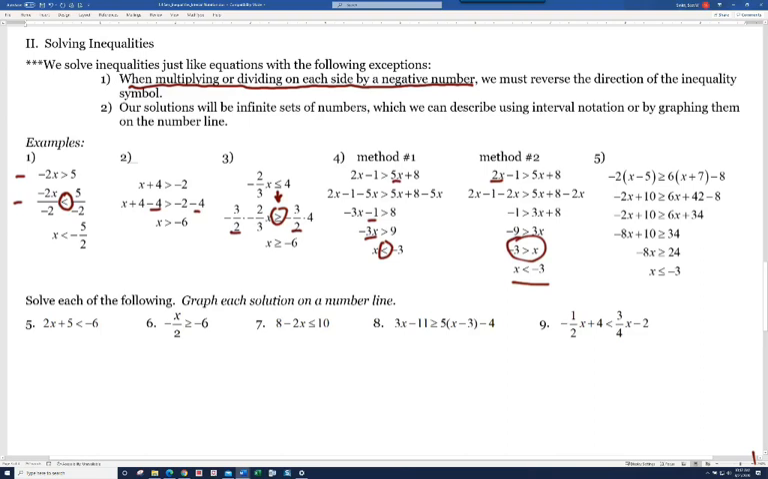Now you might want to do copy down number 5 and maybe see if you can do that one all the way through and then check your work.